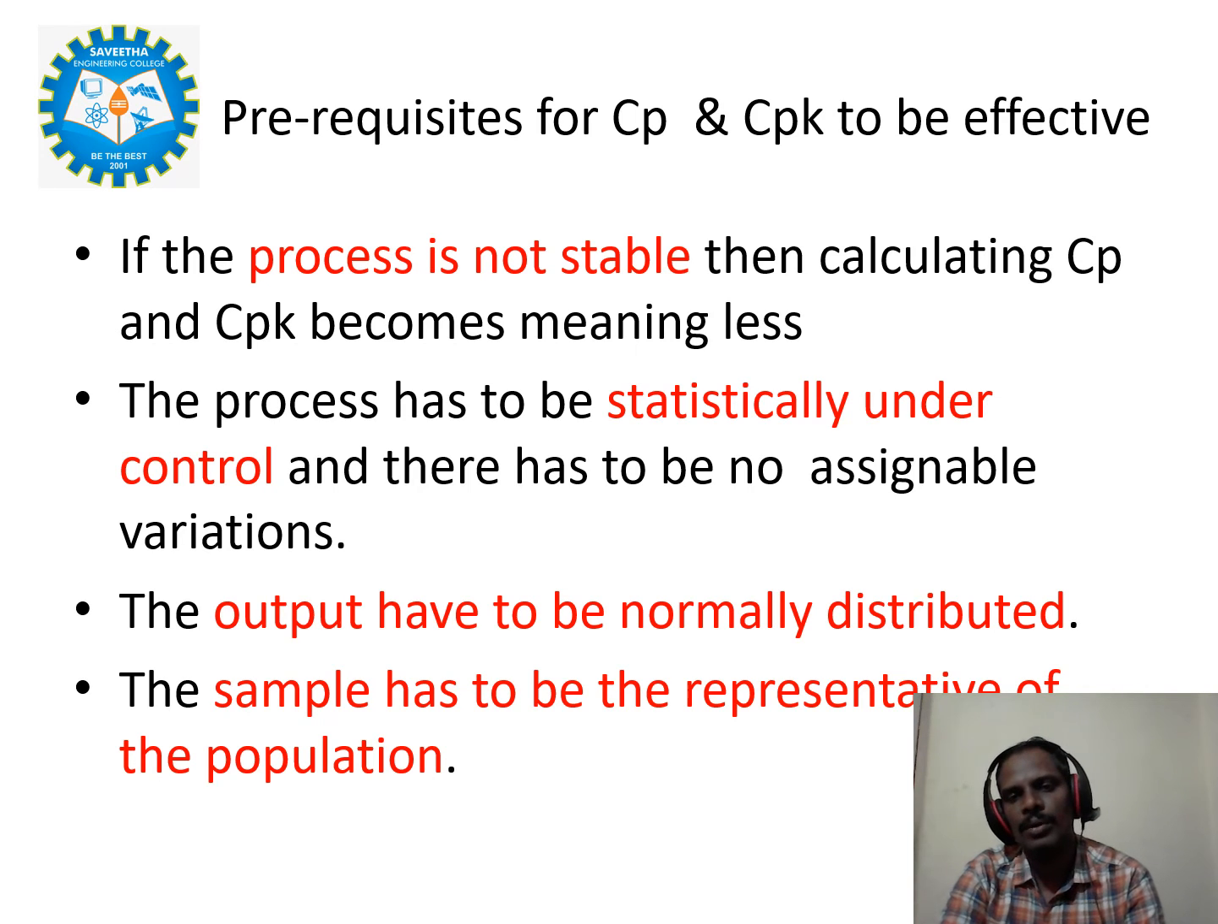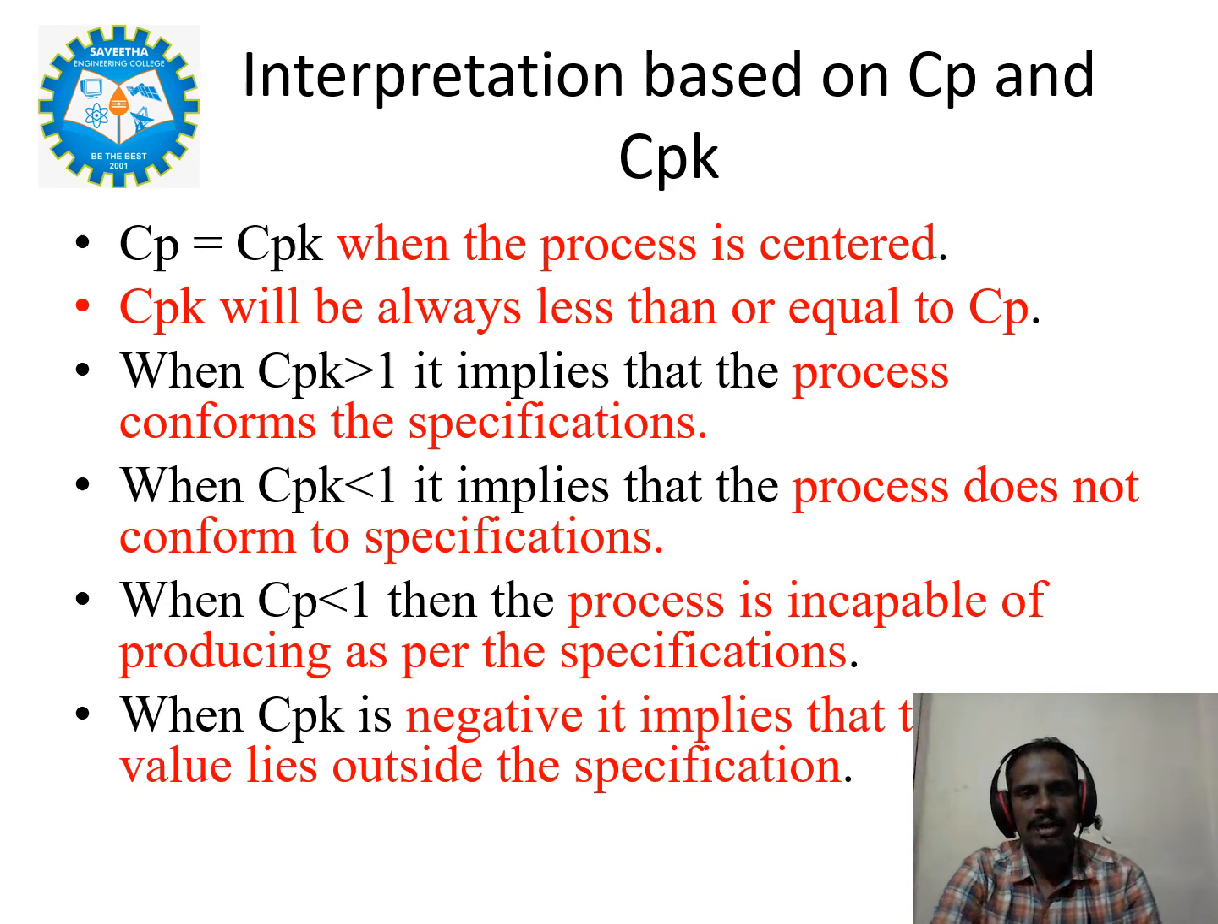The prerequisite for Cp and Cpk to be effective, which means the comparison between the Cp and Cpk values, is that if the process is not stable, then calculating the Cp and Cpk values becomes meaningless. The process has to be statistically under control, with no assignable variations. The output has to be normally distributed and represented by the population.